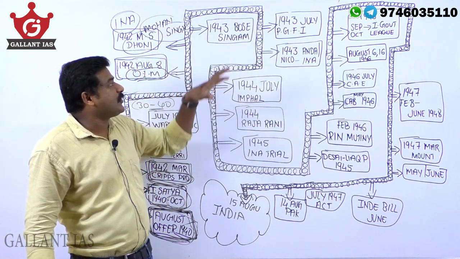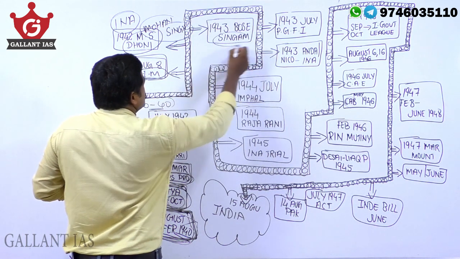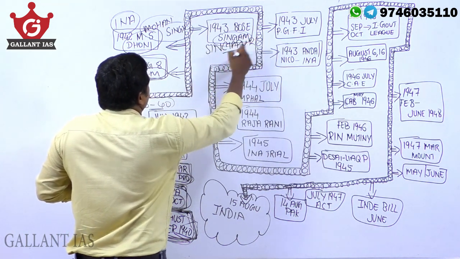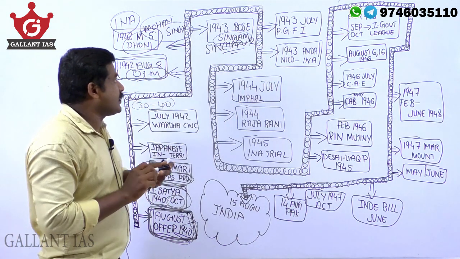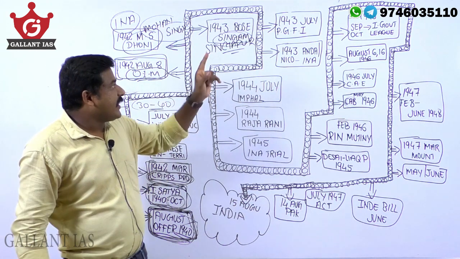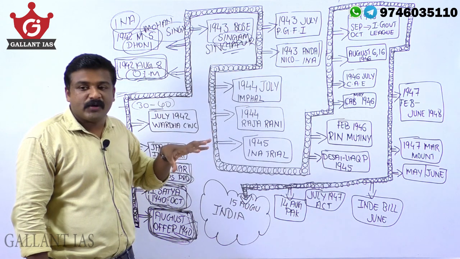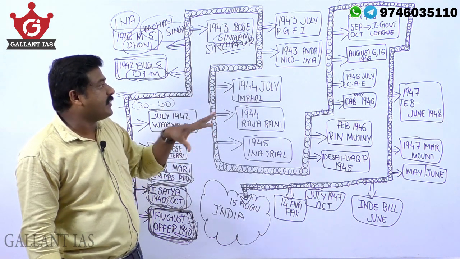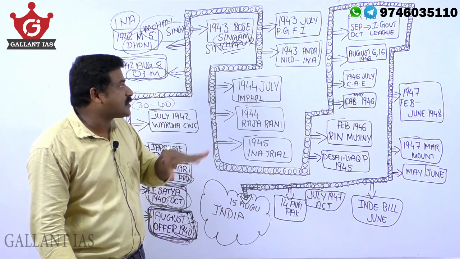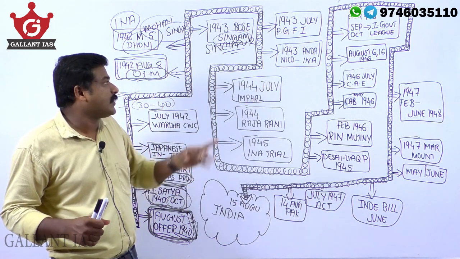Now 1943, Subhash Chandra Bose reached Singapore. Subhash Chandra Bose in 1943 reached Singapore. He revived this Indian National Army. Then in July 1943 itself, the Provisional Government of Free India was established, to liberate India from British rule.